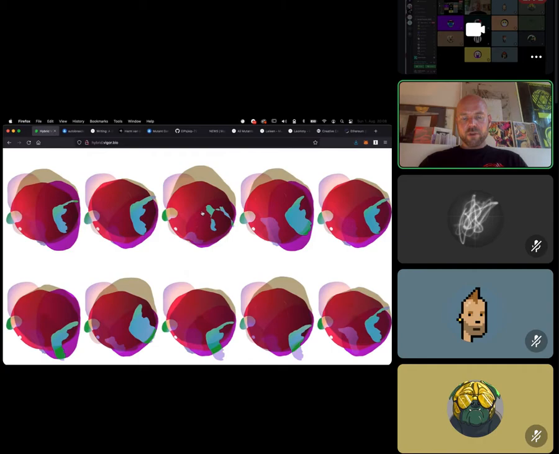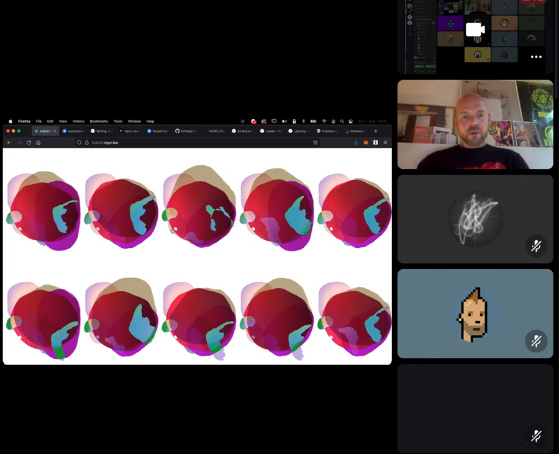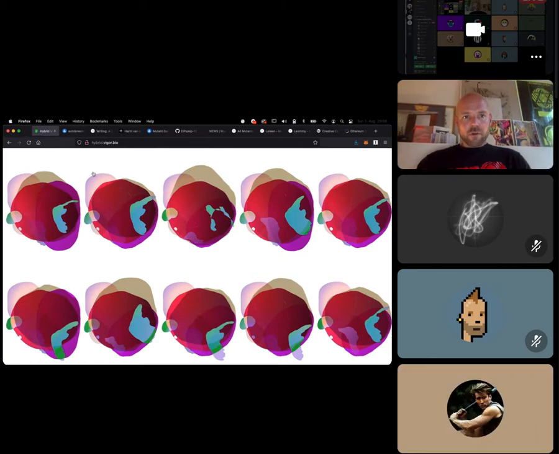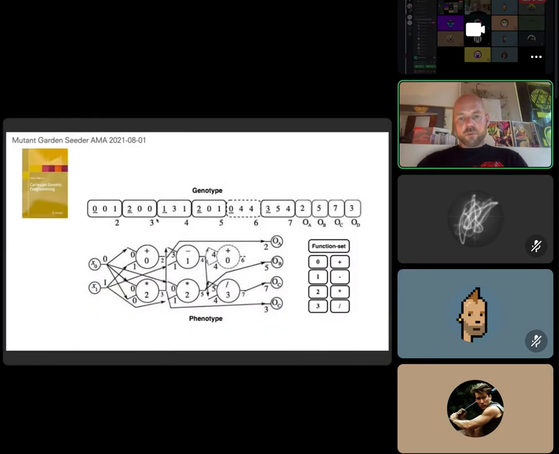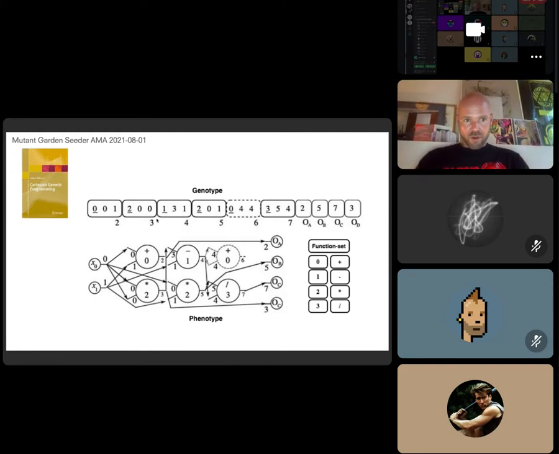Mutant Garden works a bit different because Mutant Garden only works with mutation. And the immediate thing that I stumbled upon was the problem when you mutate computer programs, because each mutant is in essence a computer program. Almost all mutations immediately ruin the computer program. If you change one bit in a computer program, most of the time the computer program just completely halts and breaks.